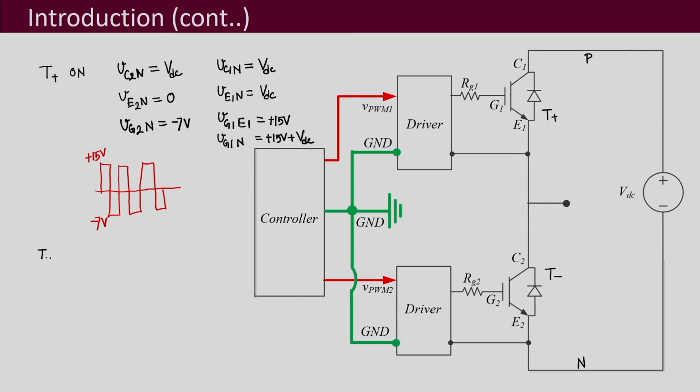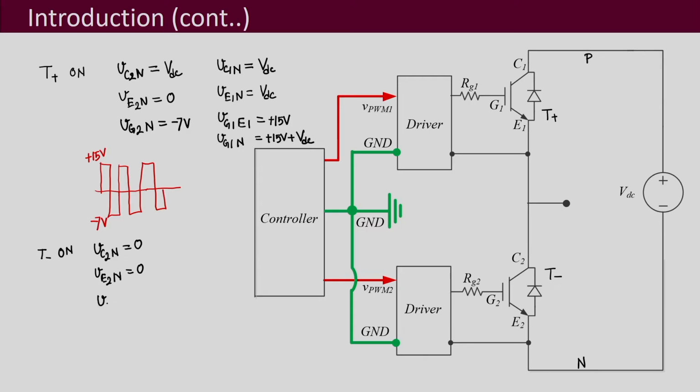So, when T minus is on, your VC2N becomes equal to 0. This is because if T minus is on, this is shorted. So, C2 also gets connected to N point, and your VE2N will be equal to also 0, and this will be always equal to 0 because this is always connected to N.